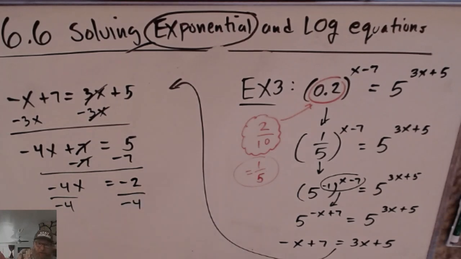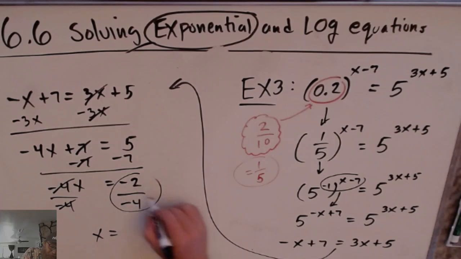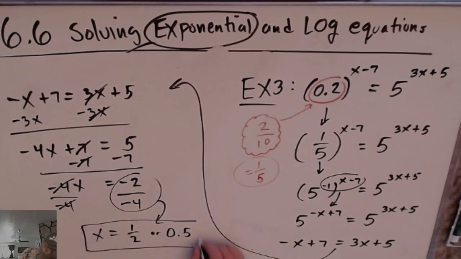This all sounds familiar? Yeah, this is what we've been doing for months. And then simplify your answer if possible. Negative 2 divided by negative 4 is 1/2, or I would also accept 0.5. Either one. I don't need both, just however you want to write it, 1/2 or 0.5. Personally, I probably would have done 1/2.